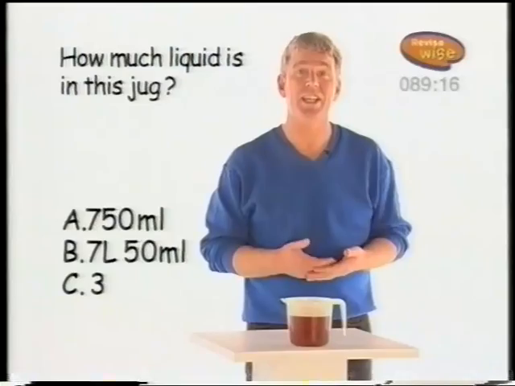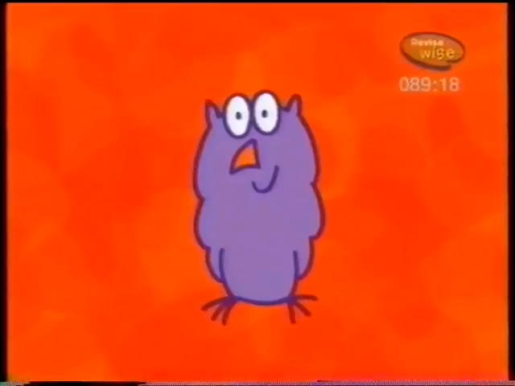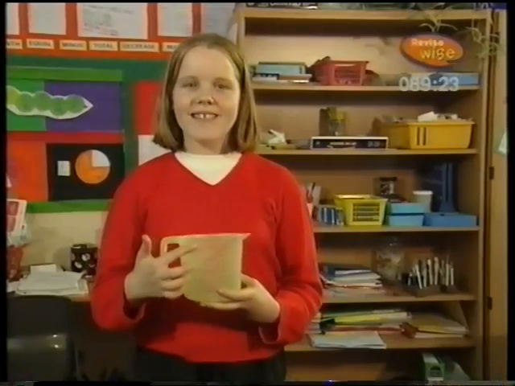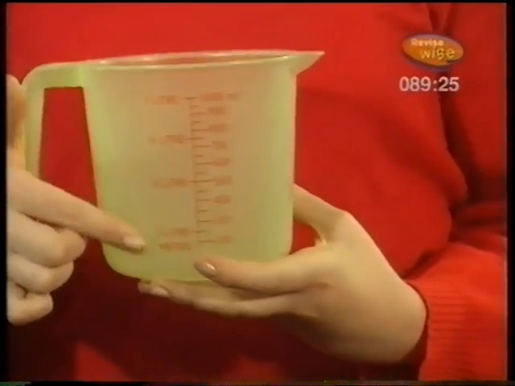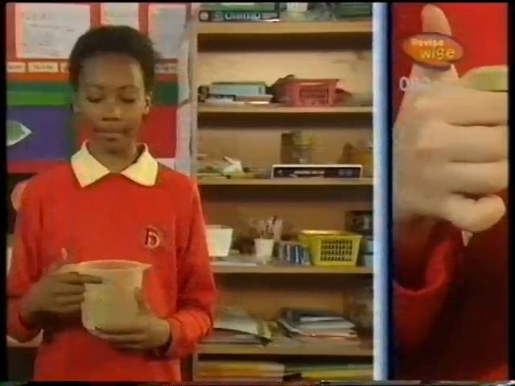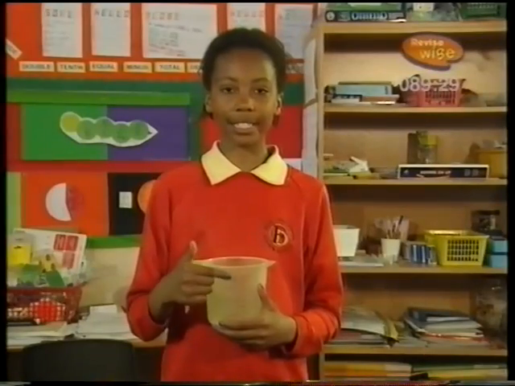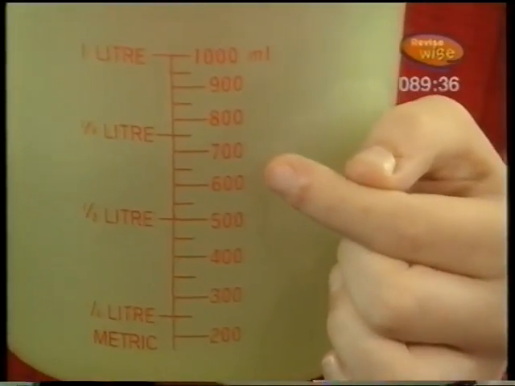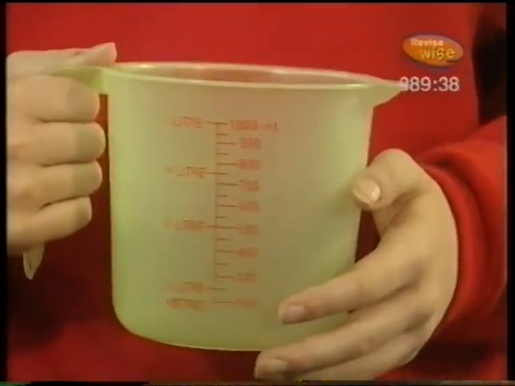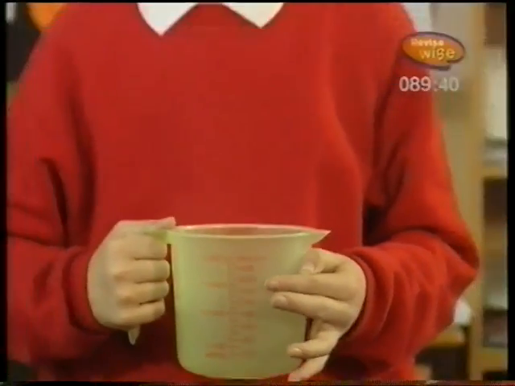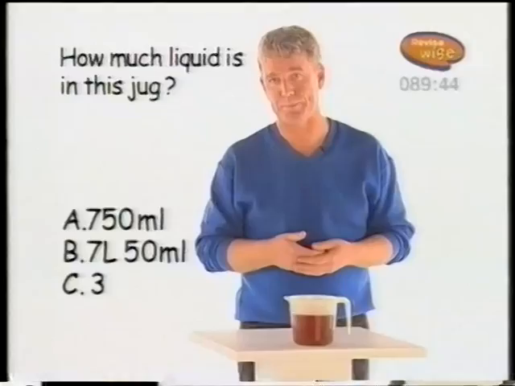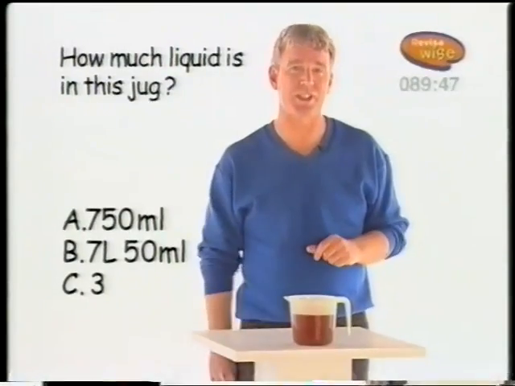If you're not sure, here's the maths team with some hints. Check out the scale on the jug. Check out how many whole divisions there are. Work out how much each small division between the numbers stands for. Once you know how many divisions there are, you can find out the total amount of water. So, what's your answer?